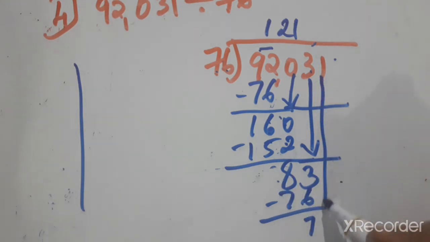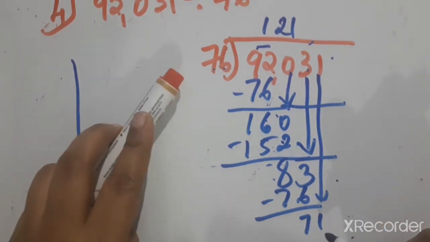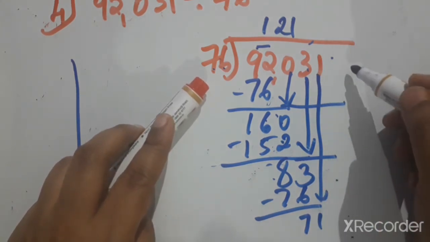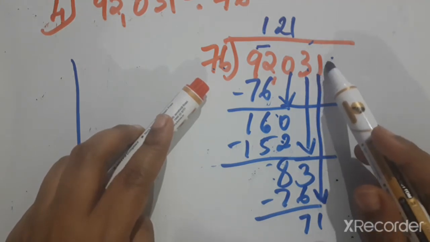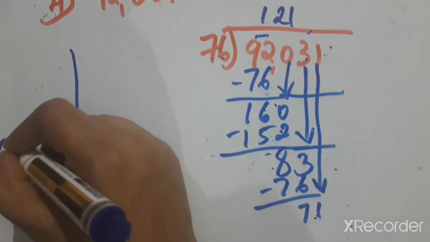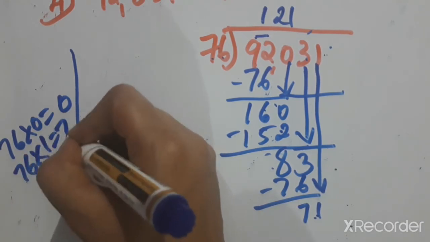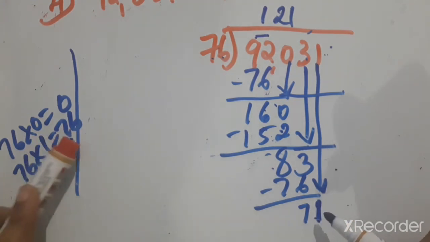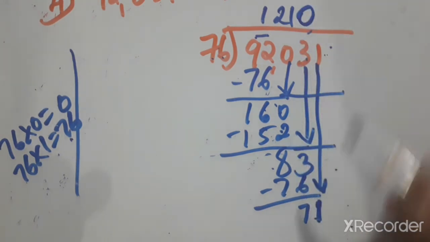Again, now bring this one down. 71. So which is the nearer? 76 ones, but there is no number left to carry down, and we can only take one number from the given number. So 71 is less than 76. So in which table? 76 zeros are 0 and 76 ones are 76. So 76 is greater than 71 here. So which number do we have to consider? 76 zeros are 0.